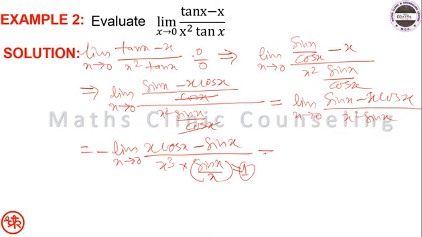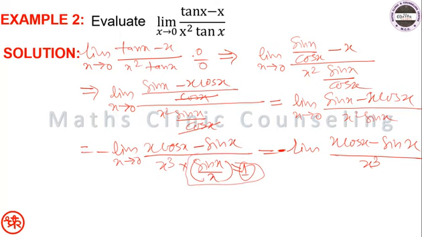And therefore it is equal to what? Minus limit of x cos x minus sin x, divided by x cube, because this limit is 1. The limit of sin x by x as x tends to 0 is equal to 1. Is that clear? So now this is 0 by 0 form, and therefore by L'Hospital rule.